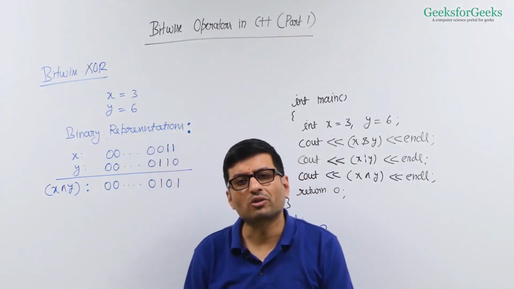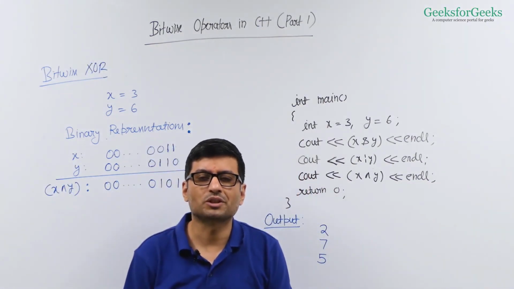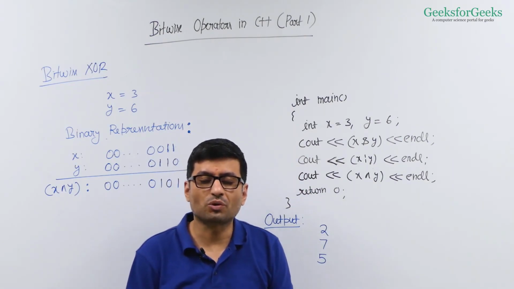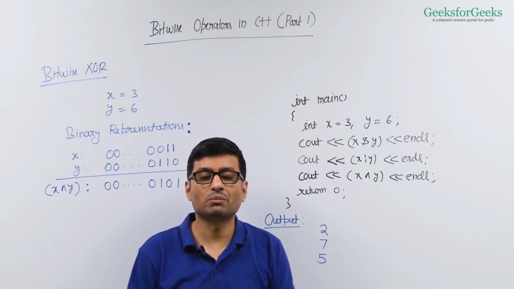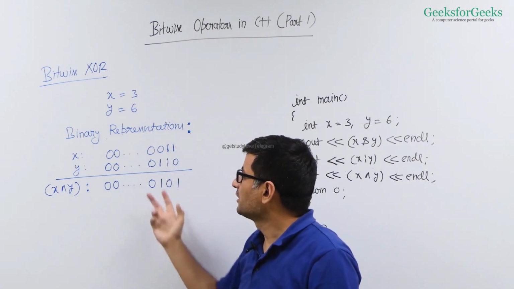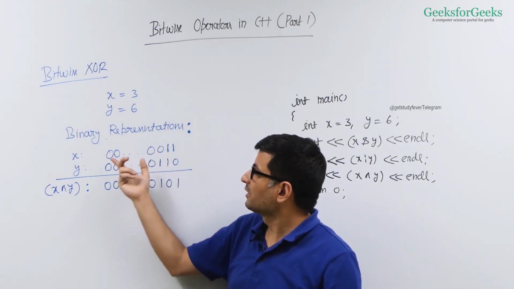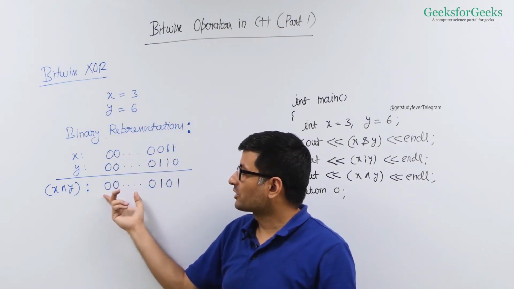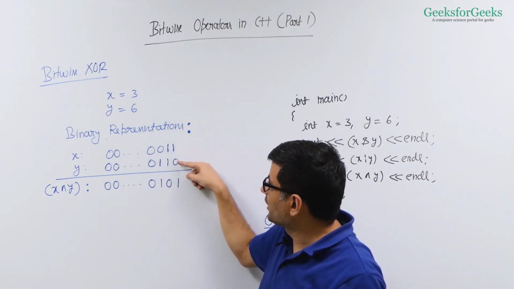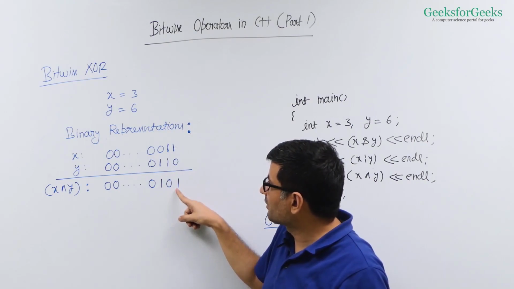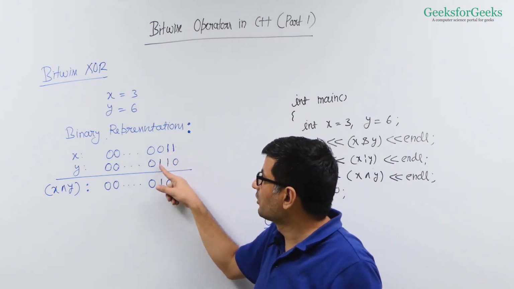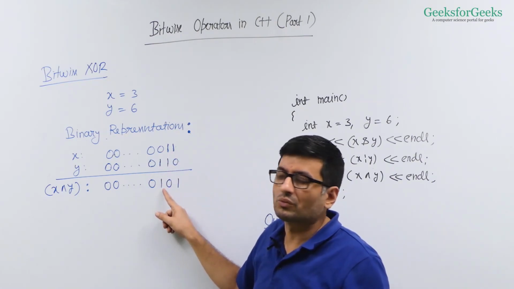Let us now talk about our next bitwise operator, which is the XOR operator. The XOR operator produces the output 1 only when two input bits are different. So we are given the numbers 3 and 6. These are their binary representations. When we do bitwise XOR, we produce the output 1 only when they are different. So 1 and 0, they are different, so we produce the output 1. 1 and 1, they are the same, so our output is 0. 0 and 1, they are different, so our output is 1.